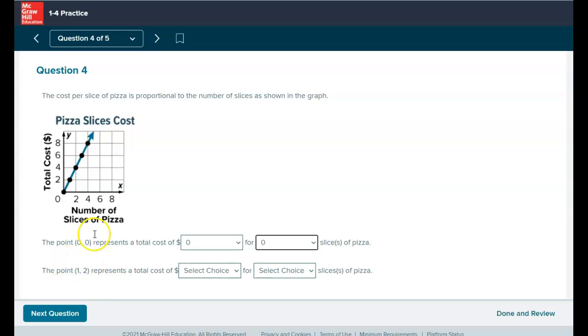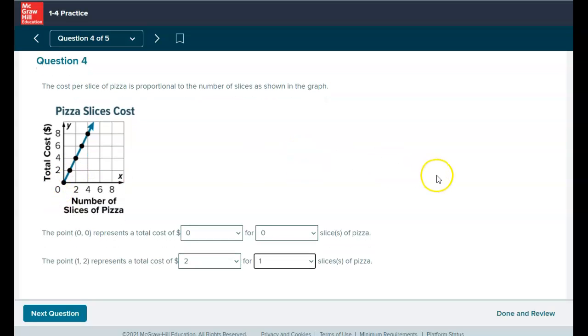The point 1, 2. Okay, well, 1 would mean 1 slice of pizza costs $2. So a cost of $2 for 1 slice of pizza. Be real careful there because they're saying the cost first, so they're saying y first. Okay, saying $2 for one slice of pizza. Make sure you get that there in the right order.